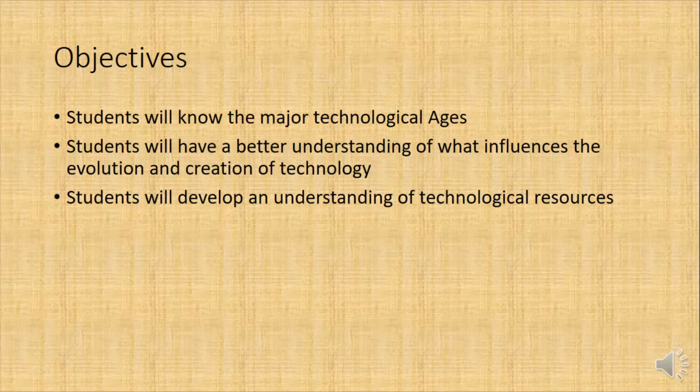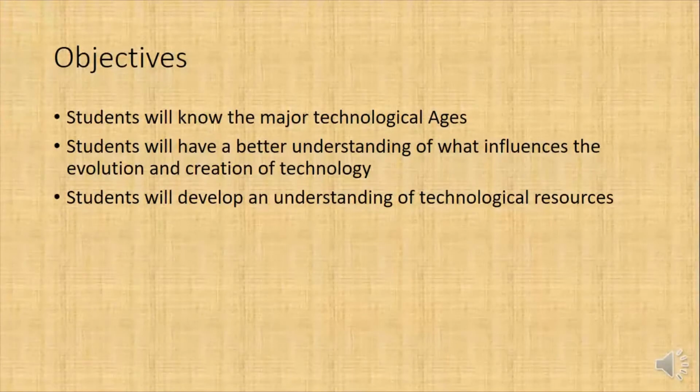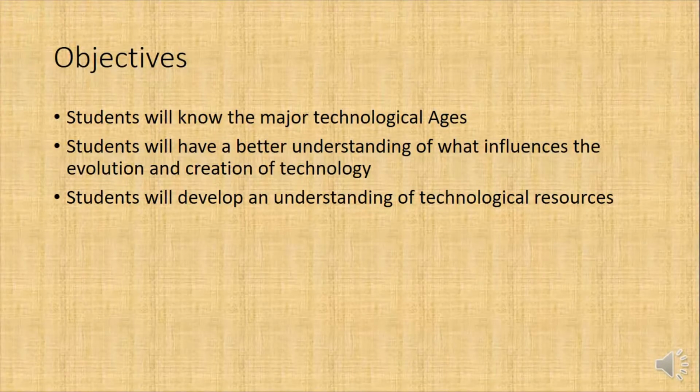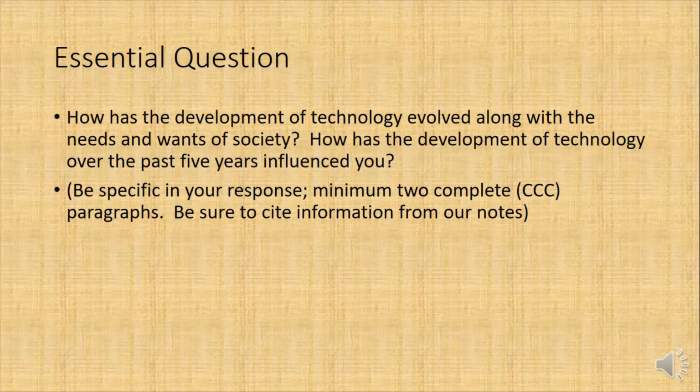So our objectives for chapter 3 are that students will get to know the major technological ages, which are somewhat different from many of the ages out there. Students will have a better understanding of what influences the evolution and creation of technology, those things that influence us to create stuff. And students will develop an understanding of technological resources.